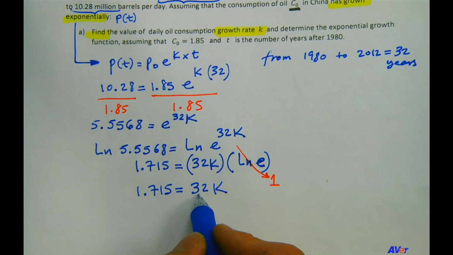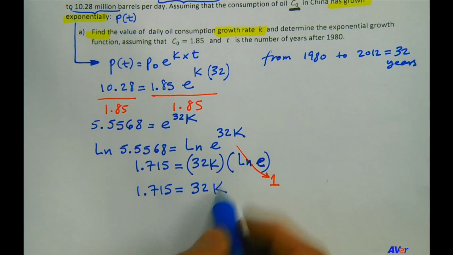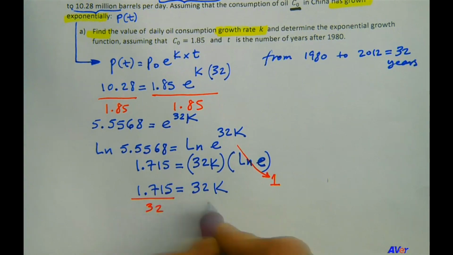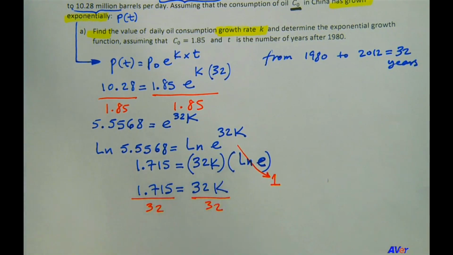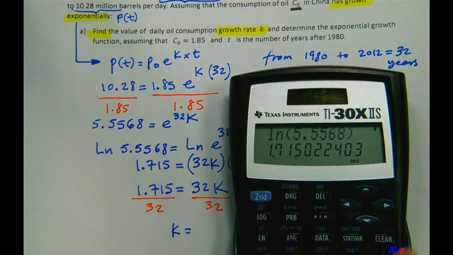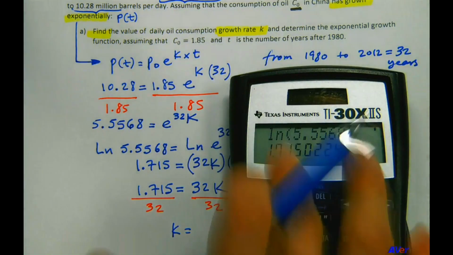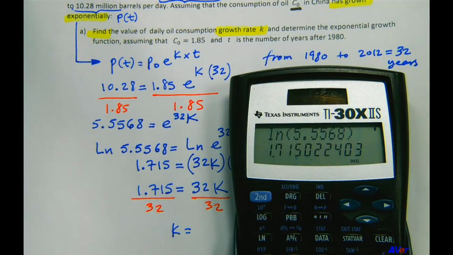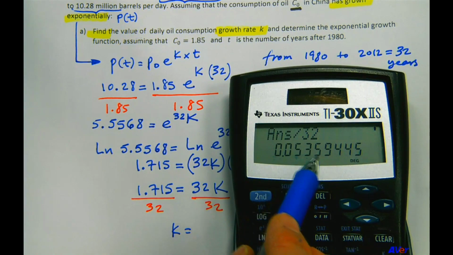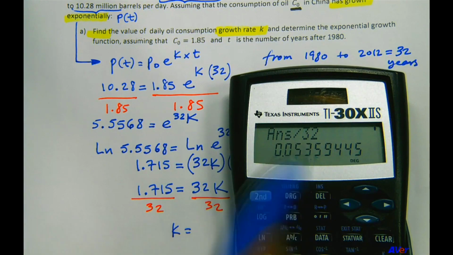This 32 is preventing us from isolating k, so all we have to do is divide both sides by 32. So on the right, we just have k. On this side, let's divide 1.715 by 32. I already have the number up, so I'm not going to retype it. Divide by 32, we get 0.05. I'm going to keep all the way to the 5, and round the 5 to 6. So 0.0536.